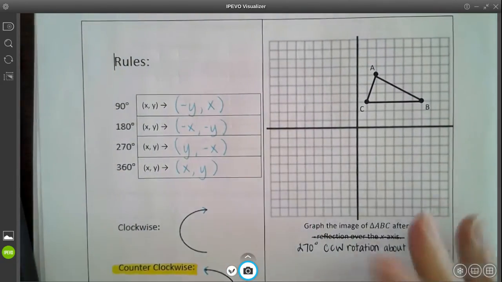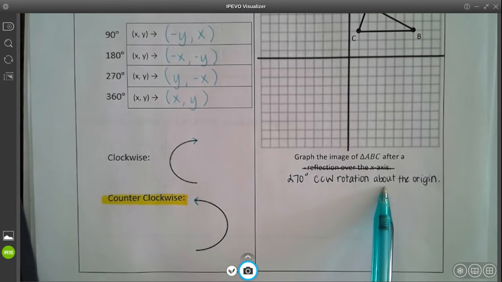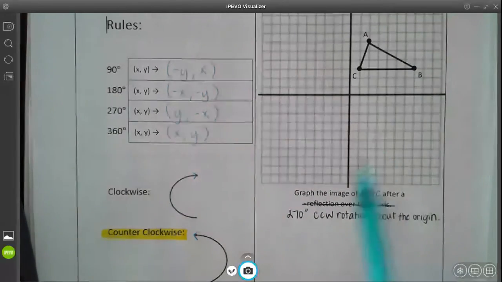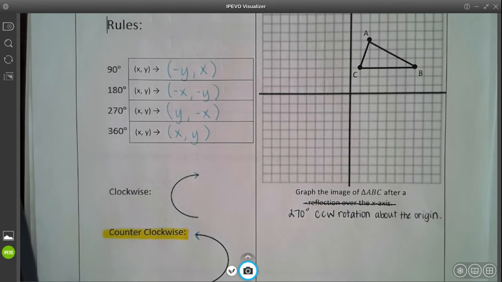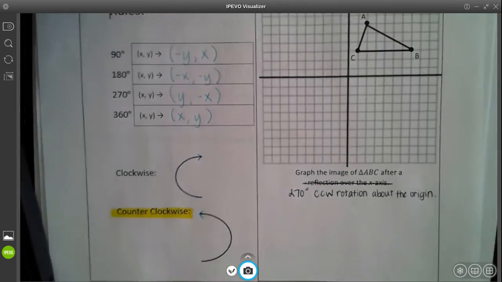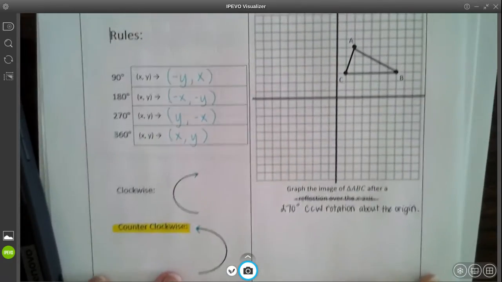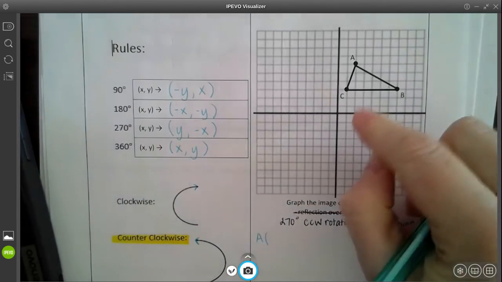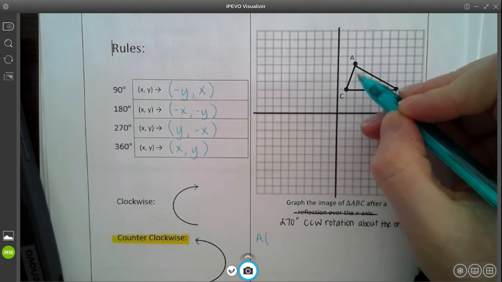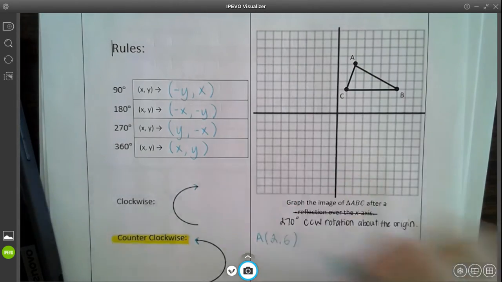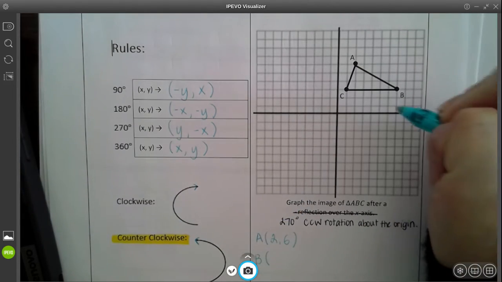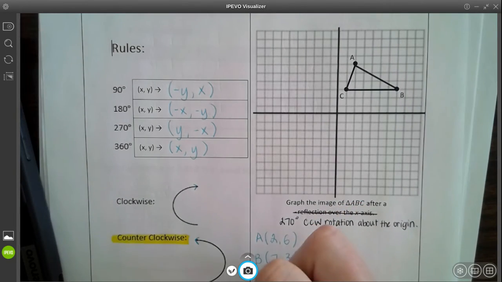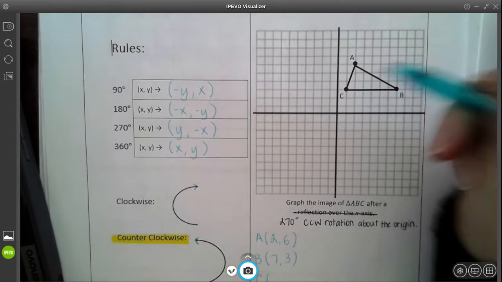Okay, so we're not really going to do those, but just know that a 360 is just going to be exactly where you started. Okay, so I apologize if you have the notes packet that I forgot to change these words. So we're going to graph the image of this triangle after a 270-degree counterclockwise rotation about the origin. Okay, so the first thing we're going to do is write out the coordinates. So A is at the point 2, 6. B is at the point 7, 3. And C is at 1, 3.